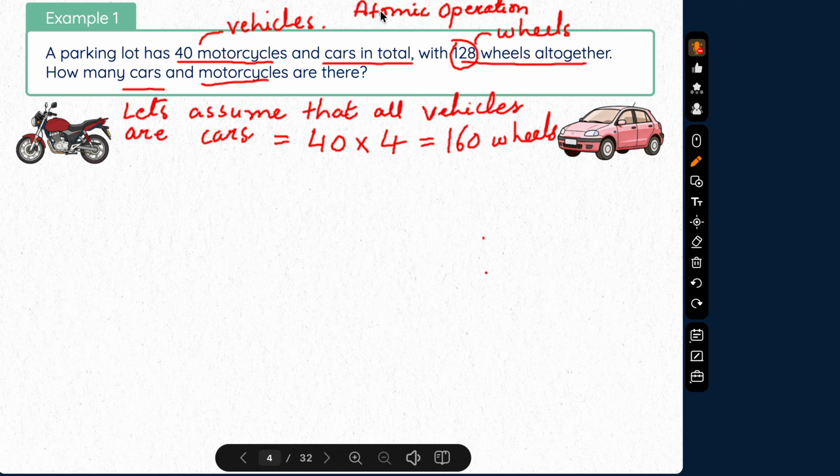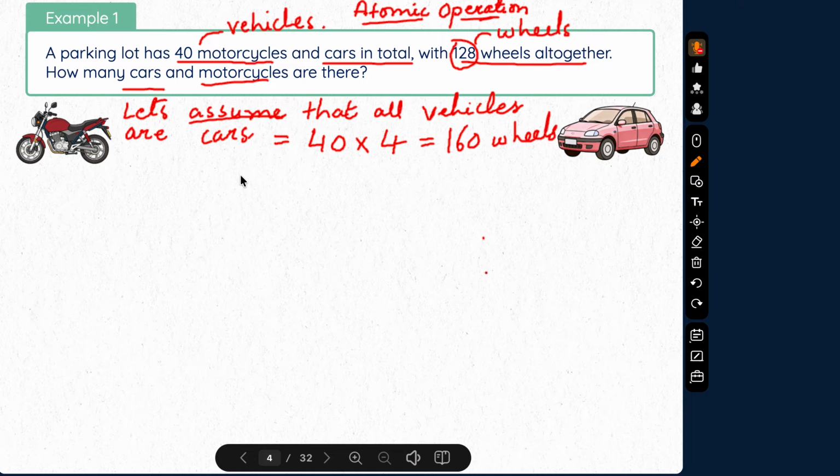You see, whenever we are using atomic operation, we start by making an assumption. So I have assumed that all of the vehicles are cars. So when all of the vehicles are cars, I'll have 160 wheels. Do you agree till here? Yes, because there are 40 cars and each car has four wheels.